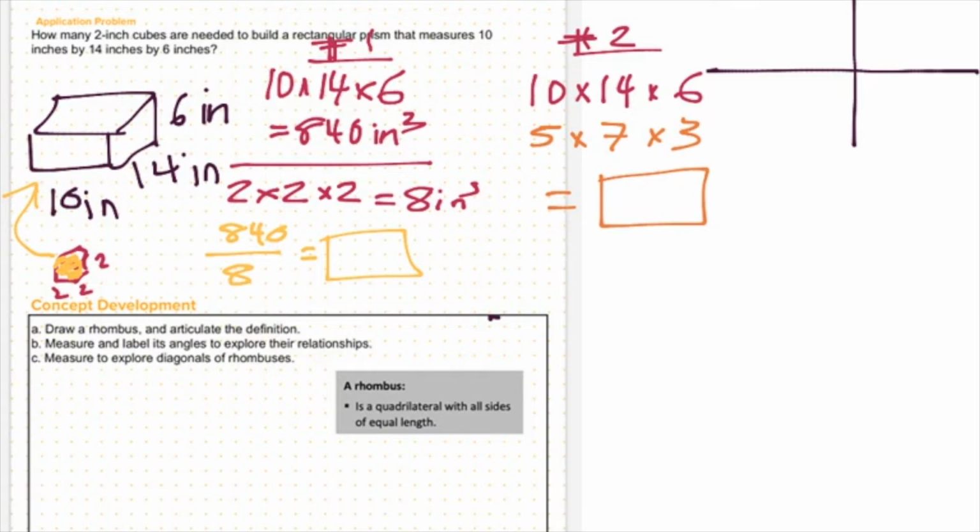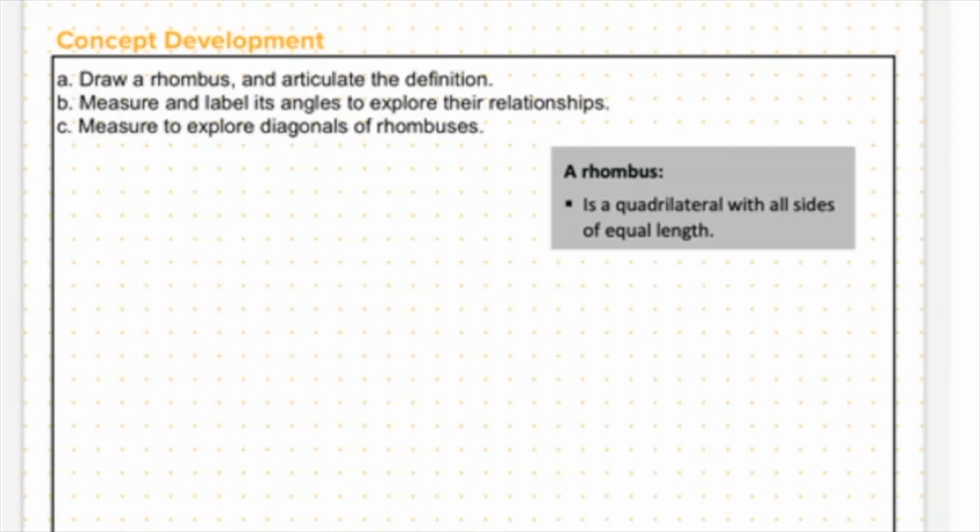And when you come into office hours, tell us what you got for that application problem. How many cubes are needed in order to fill it up? Go ahead and pause so that you can finish taking those notes, get an answer, and then we are moving into concept development. All right, we are now looking at the concept development.